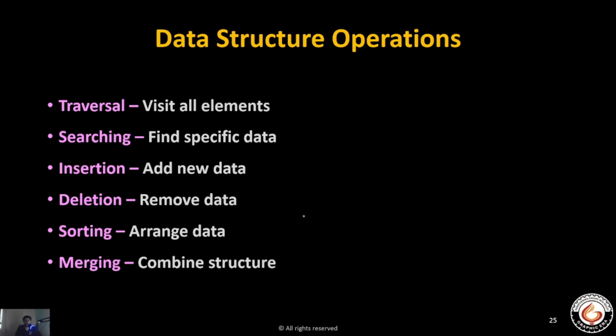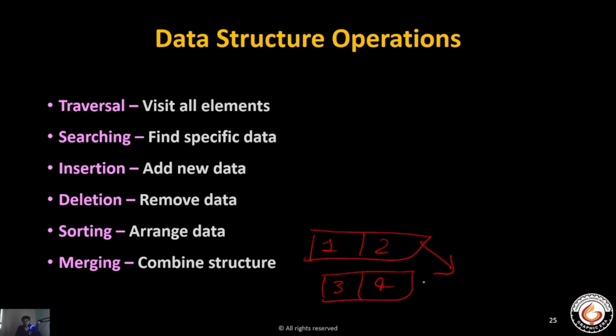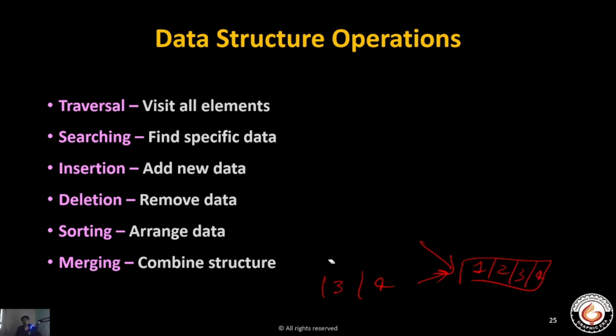Now we will learn about merging. So what does merging mean? Like if we have multiple arrays, like we are taking two arrays, 1, 2 and another array 3, 4. If we are merging these two arrays into a single array, it will look like 1, 2, 3 and 4. That's called merging.